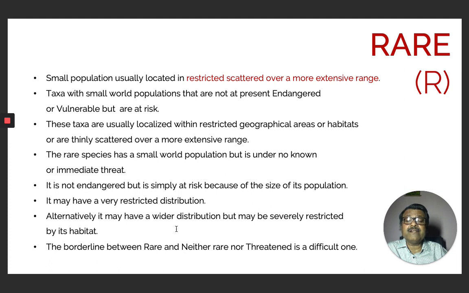Alternately, a wider distribution may be severely restricted by its habitat. So as the species' individuals have a wider distribution, this is the reason that they have a small population in the habitat, and they are on the borderline of rare, neither rare nor threatened. So it is very difficult to classify them into rare species or threatened species. There is a very thin borderline which separates rare from not rare species individuals.